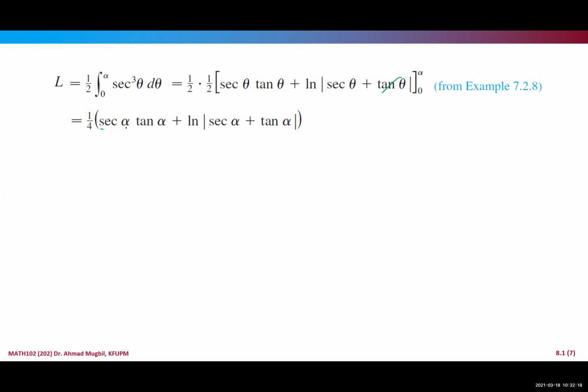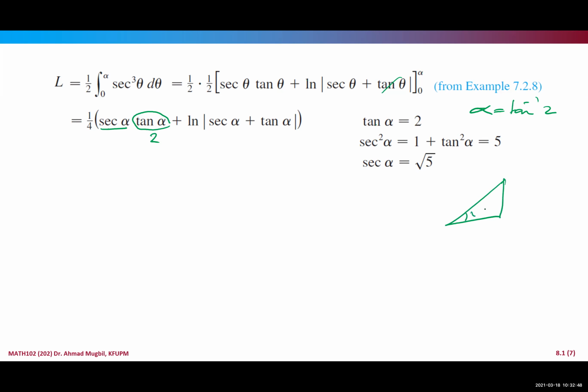Now, what is secant alpha? Tan alpha, we know what it is. What is tan alpha, shabab? We know that alpha is tan inverse 2, so tan alpha is 2. Now, secant alpha, you can find it from the triangle.